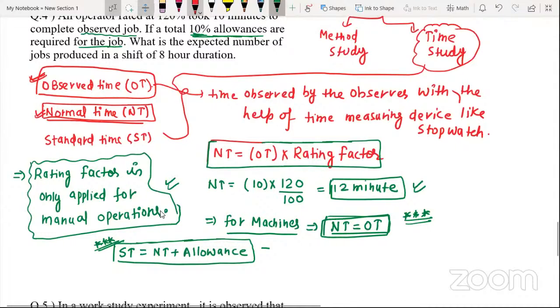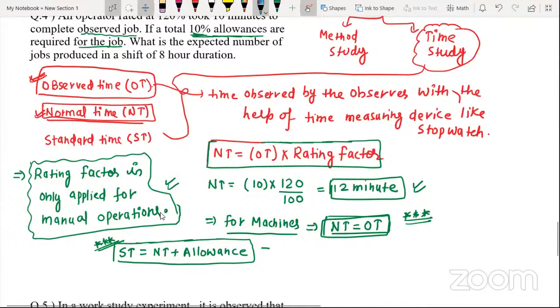This rating factor is only applied for manual operations. It is never applied for machine elements. So for a machine element, normal time will be equal to the observed time only.